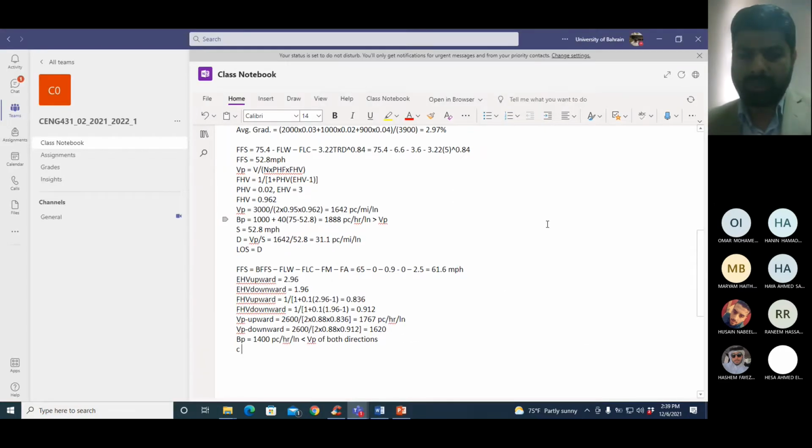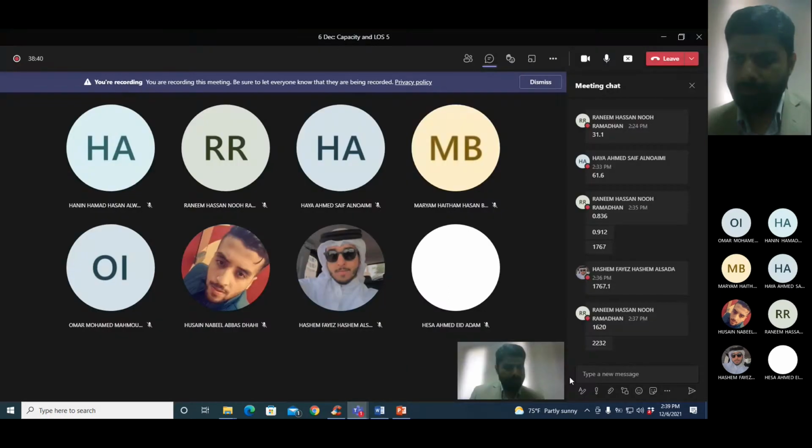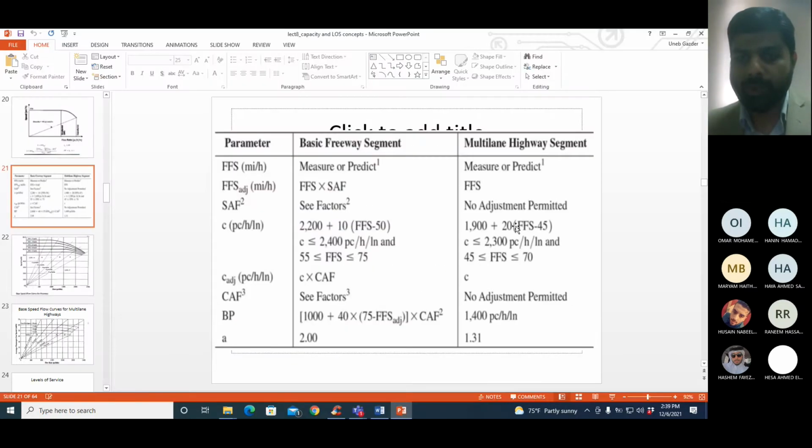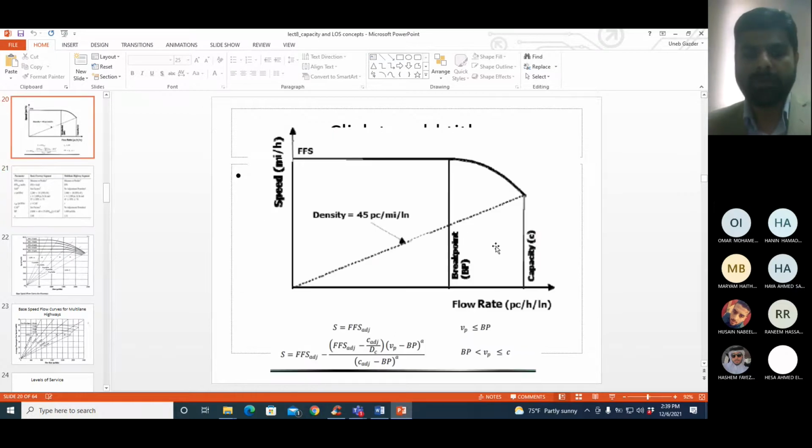I need to calculate capacity, which is 1900 plus 20 times free flow speed, which is 61.6 minus, how much is the capacity here? 2232 per hour per lane. Once you calculate it, there's a check as well that this value should be less than or equal to 2300, which it is. So I don't have to worry about it. I can move on to the rest of the calculations.